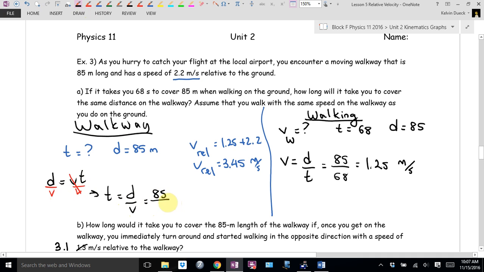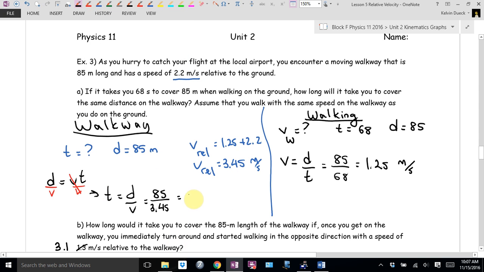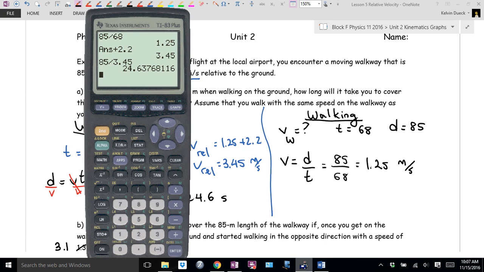85 divided by 3.45. 24.6. Anybody else? How much time did we save? Well, normally it takes 68 seconds. I just did it in 24.6 seconds. I saved 43.4 seconds. Now you may look at that, Jordan, and say, well, big deal.